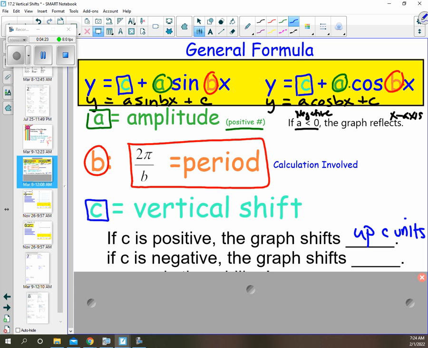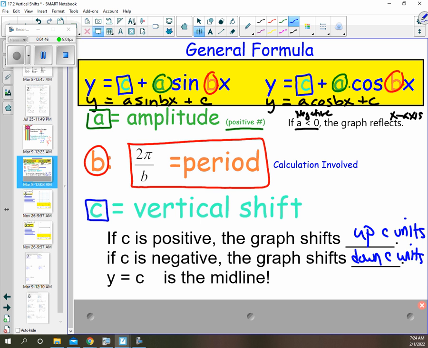And guess what? If the c is negative, then the graph shifts down c units. So whatever c is, that's how far the shift is going to be. So if it was like minus 12, I would be going down 12. So it's almost like the entire graph is shifting. So what we really think about is where does the middle go? Where does that x-axis, that middle of the graph go if we're shifting up or down?